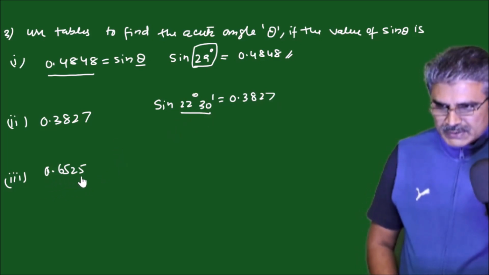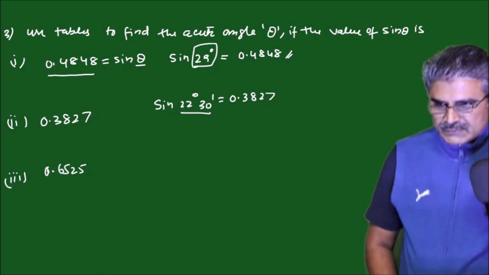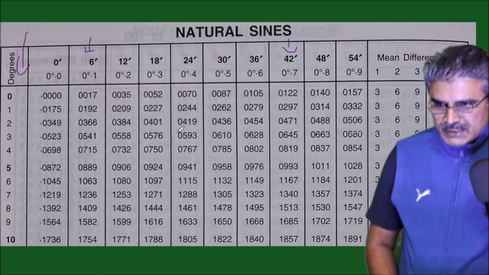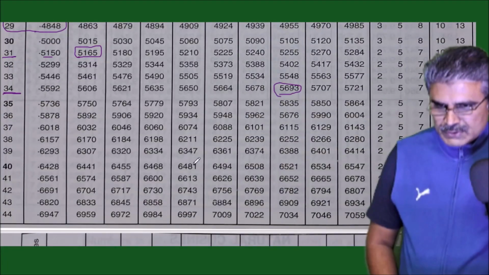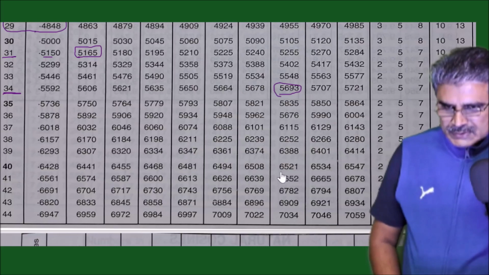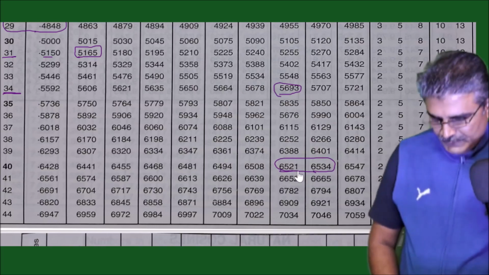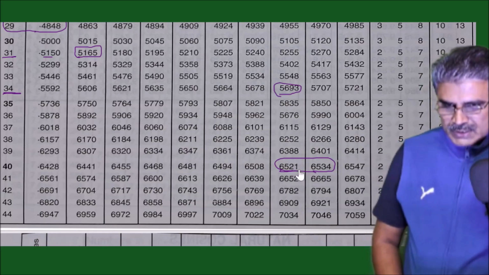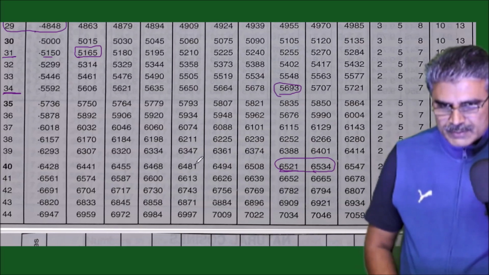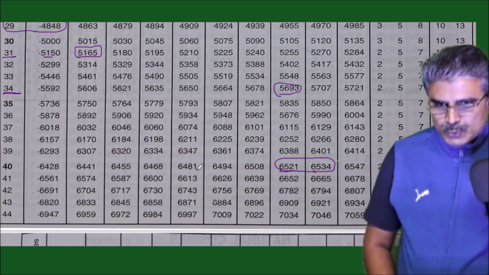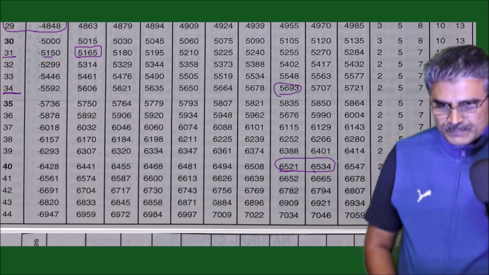Next, consider the value 0.6525. Check where 6525 exists in the sine table. So here 6521 is there, and after that 6534 is there. That means we have 6521, and to get 6525 we need another 4 as mean difference. That 4 is at what mean difference? At a 2 minutes mean difference we have that 4 value.